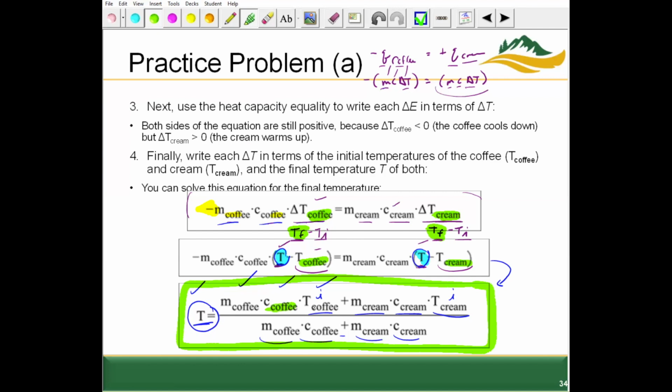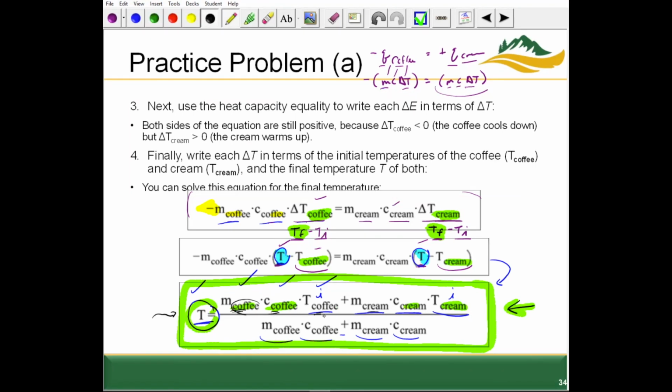We have one object reaching an equilibrium temperature with a different object. This equation holds if you just substitute in if we have iron and water instead of coffee and cream, for example. Mass, specific heat, and initial temperature for whatever two components we want to find out their final temperature for. Now, if you're feeling ambitious, you could also theoretically plug in the various values into this equation and then eventually solve for T final. It gets pretty complex algebraically.